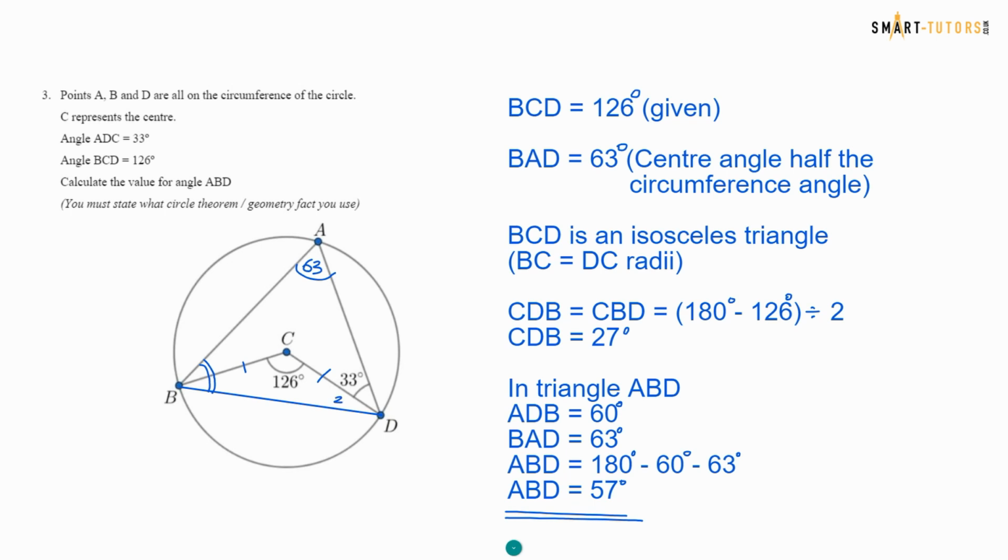So this is 27. So if this is 27, altogether this angle is 27, 30, 60 degrees. 60 plus 63 is going to be 123. Take away from 180, the big triangle, which is 57. So you got this one 63, 60, and this is 63, and you can find out the ABD. ABD equals 180, take away 60, take away 63, which is 57. That is the answer for question number 3.